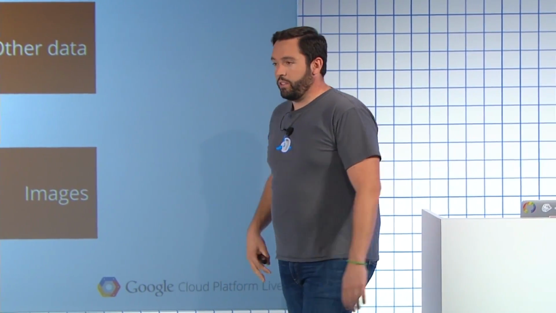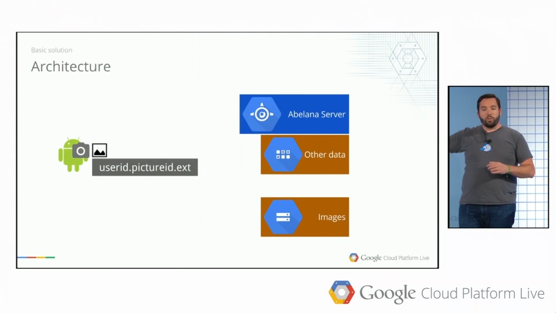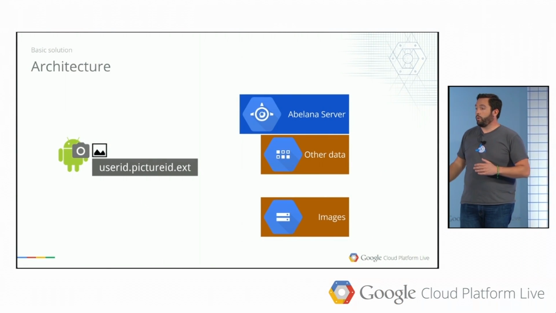OK, so this is the architecture we have so far. We have our Abelana app. We'll take a picture, and we'll name it with this schema.